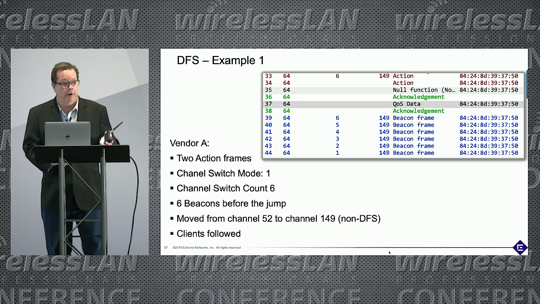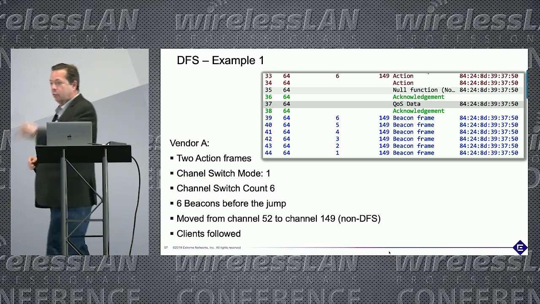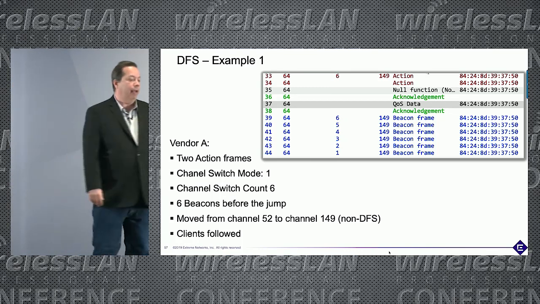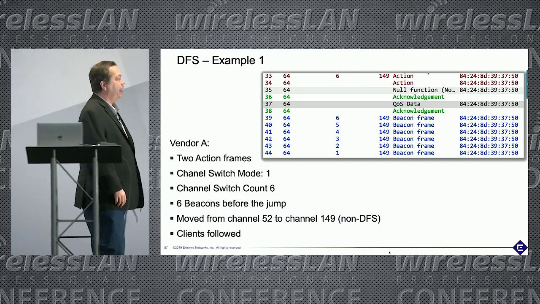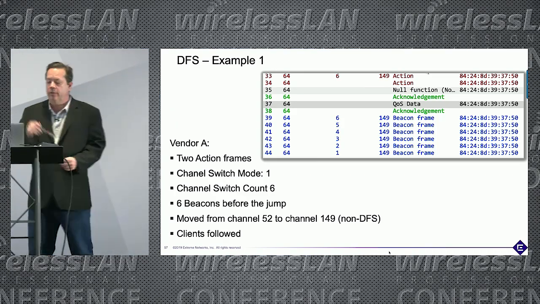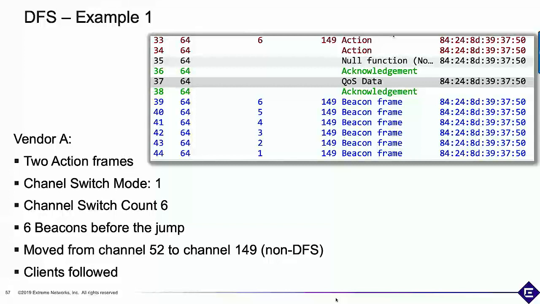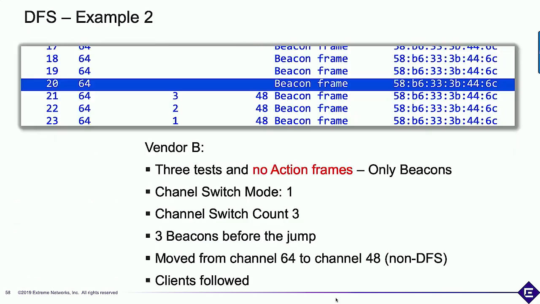So let me give you a couple of quick examples of some testing we did over the last year, with prototypes and then eventually with the final device. Vendor A is using 2 action frames. This is what I was going to show you in a packet capture, but I have screenshots here. Vendor A used 2 action frames, channel switch mode of 1, so they told all the clients to be quiet. Then they did a channel switch count in 6 beacons, and you can see it count down in 6 beacons. I also saw if the clients would follow, and they did.